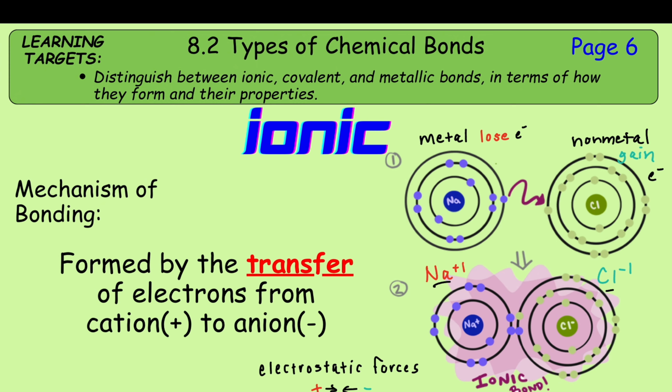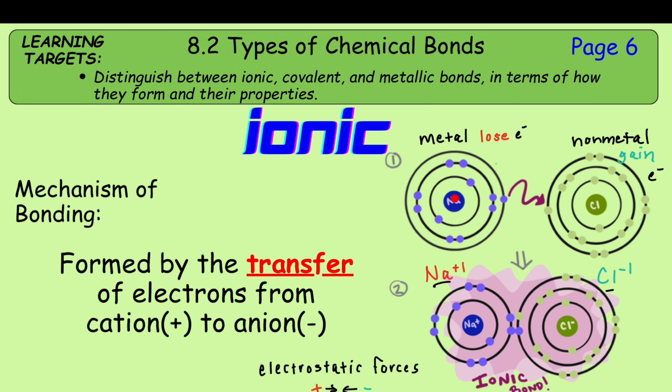And you want to think of it as a drastic trade of electrons. So picture metals as wanting to get rid of the clutter. They want to get rid of their valence electrons, whereas nonmetals are like electron hoarders. They want to take as many electrons as they can. So ionic bonds are formed by the transfer of electrons from a cation to an anion.